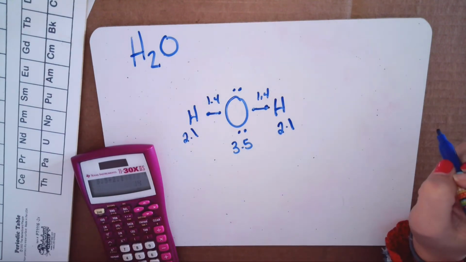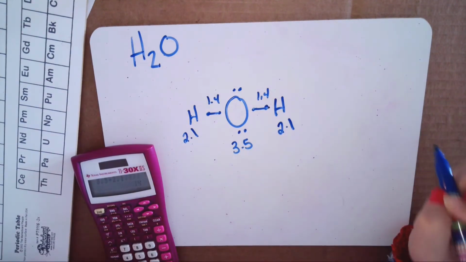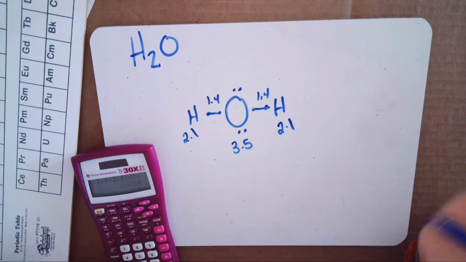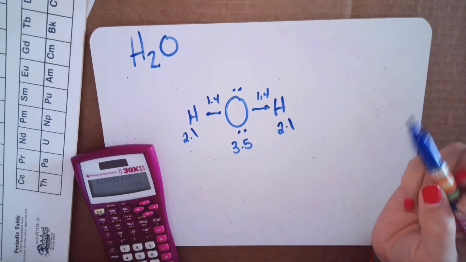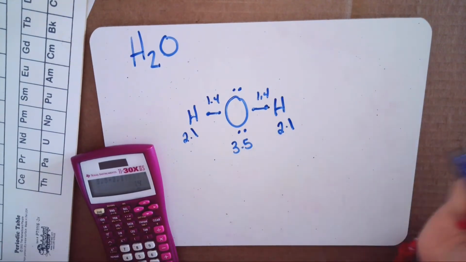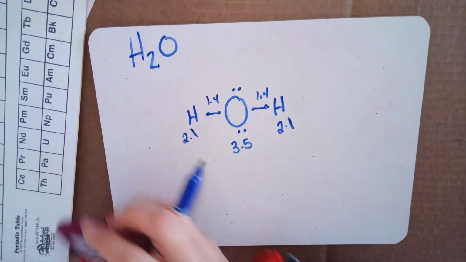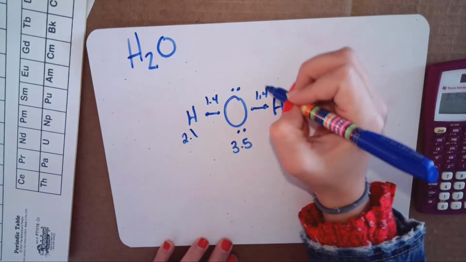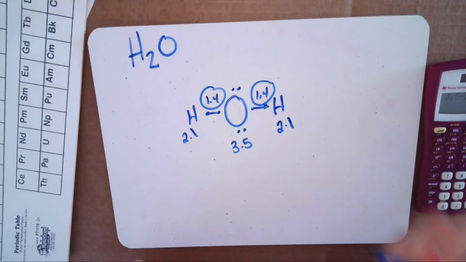One rule: if you get a negative number, you've subtracted wrong. Flip them over. Remember, in subtraction, the big one always has to go on top. Sometimes when we get crazy numbers that are close together, you might make that mistake. Electronegativities are not negative. Or at least, let me rephrase: in this class, they're not negative. So our electronegativity difference for each bond is 1.4.